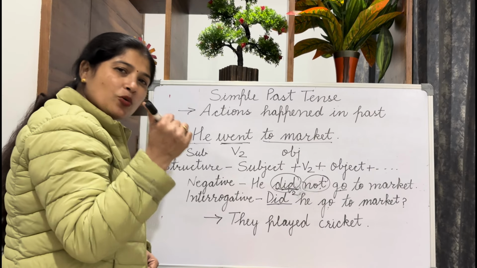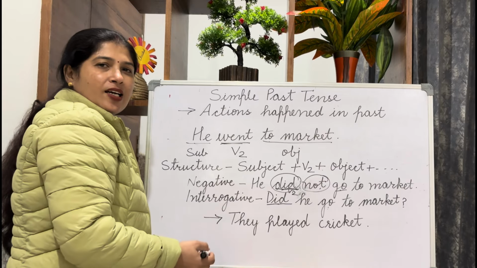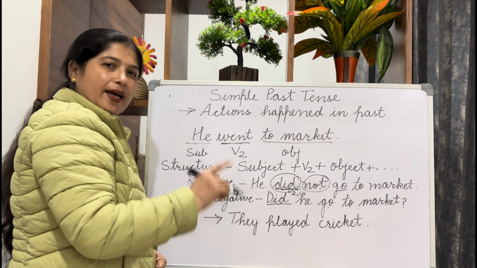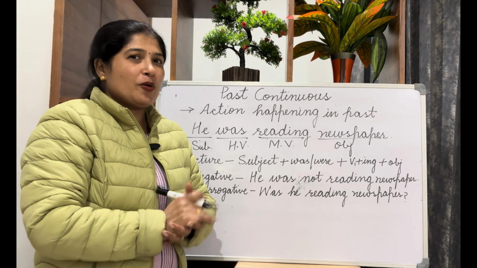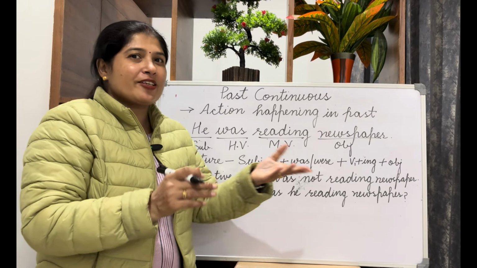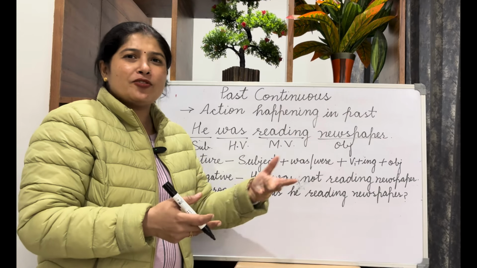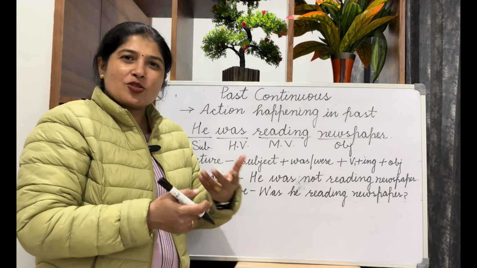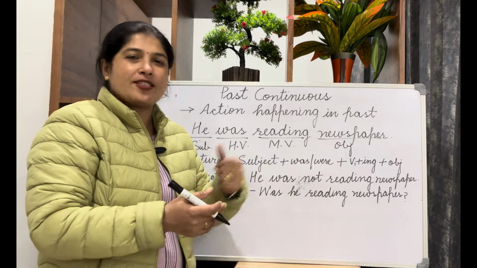Now one question for you. They played cricket. Change the sentence into negative and write in the comment box. If I talk about yesterday, I was reading newspaper, my friend was playing, my mother was cooking food. So these all sentences are of past tense, past continuous tense.